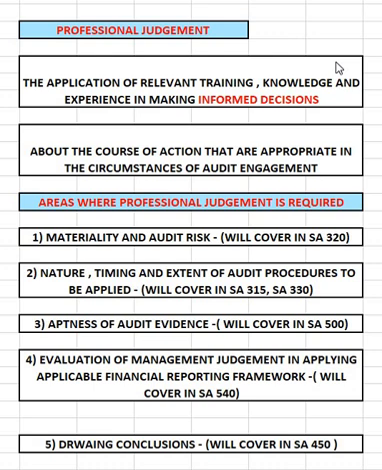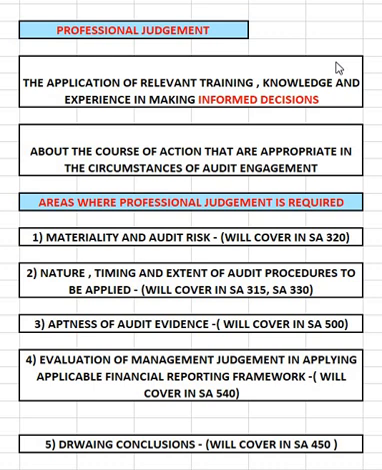Now the concept of professional judgment has been explained with an example also. Now let's understand the areas where you as an auditor might apply or will apply professional judgment. There are 5 such areas I've listed down. The first one we can understand as materiality and audit risk.